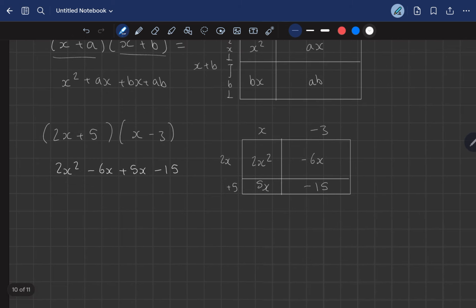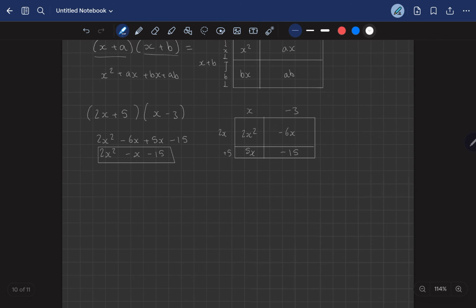And we can tidy this up a bit. Minus 6x plus 5x is minus 1x. So that's just 2x squared minus x minus 15. Okay? So this is our final answer when we multiply them together.